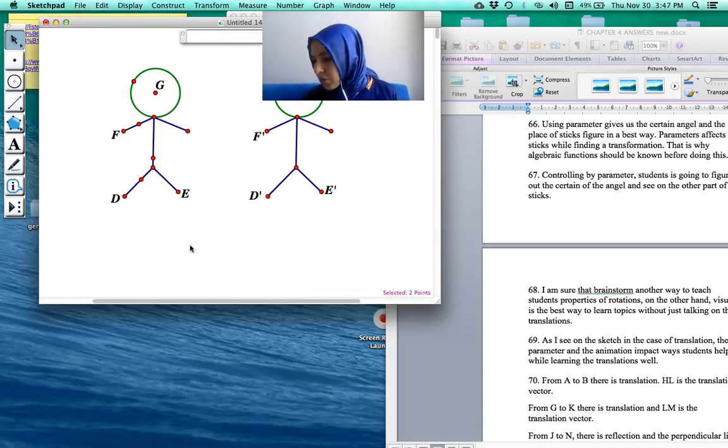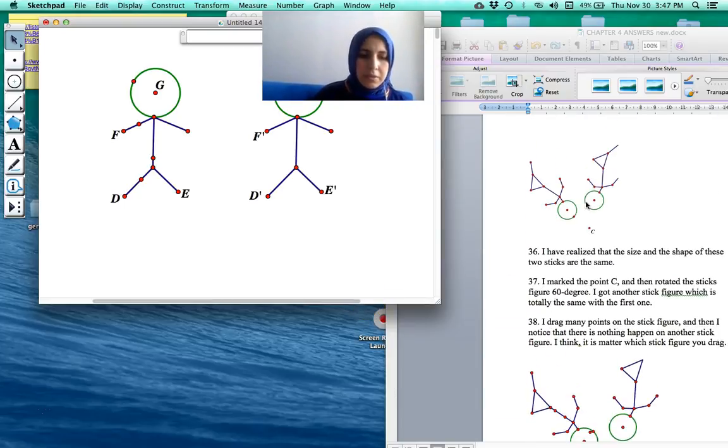Question 4 says, measure several other distances. Select a point on the pre-image stick figure and measure the distance from the corresponding point on the image stick figure. Do this for several pre-image pairs of points. Explain why all these distances are the same. All these distances are the same because I checked the right stick figure, because they're probably the same sticks.